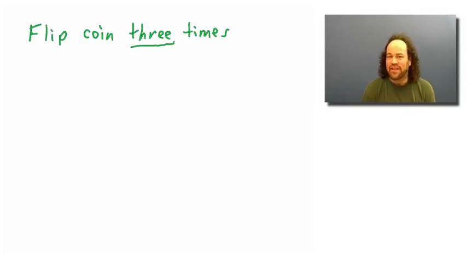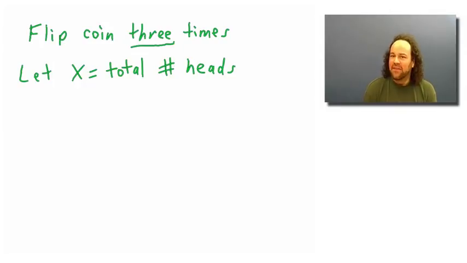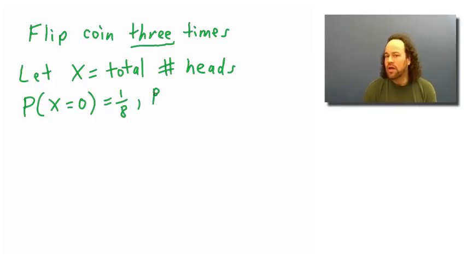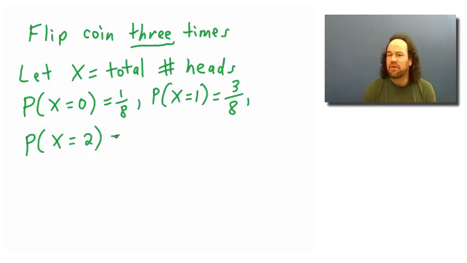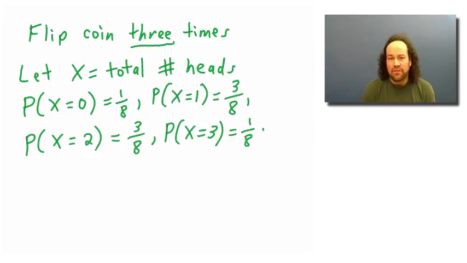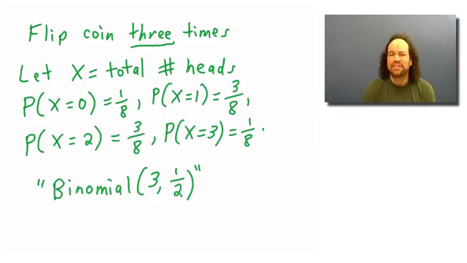If we imagine flipping a coin 3 times, then the calculations get a little bit trickier, but it's still not hard to work out the probability distribution. Again, if we let x be the total number of heads that we get, then x could be 0 or 1 or 2 or 3 with these probabilities. And this would be called the binomial 3, 0.5 distribution. So we see in this way that as we flip more coins, we get all different sorts of distributions.